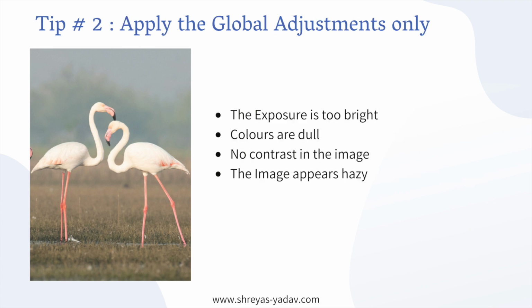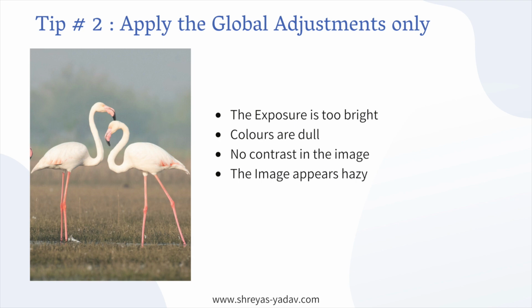Tip number 2. Apply the global adjustments only. So tip number 2 is work on global adjustments only. Do not worry about any other adjustments. Focus only on the global or the overall adjustments. So as we know, we have to fix the exposure, the colors, the contrast, and the haziness in the picture. So in the global adjustments for these flamingos, I will fix the overall exposure of the image, the colors, the contrast, and the image which appears a little bit hazy. Again, don't edit anything other than what you have identified in the image evaluation process.